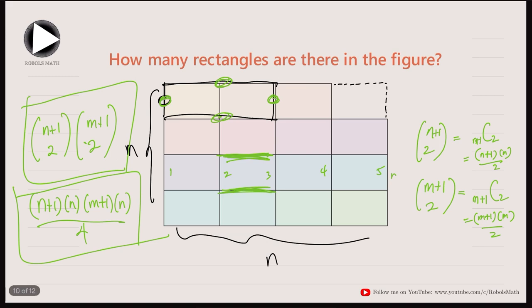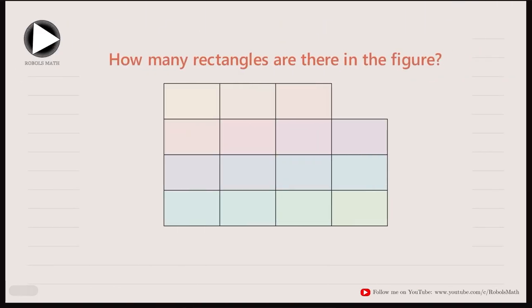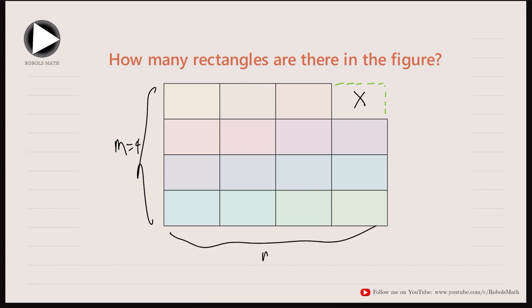Okay, but that's not what we have here. What we have here is something that has a missing cell. So to count the number of rectangles, my idea here is to first count the total number of rectangles and then eventually subtract the number of rectangles that contain this missing cell here. For this one, m equals 4, and n equals 4.